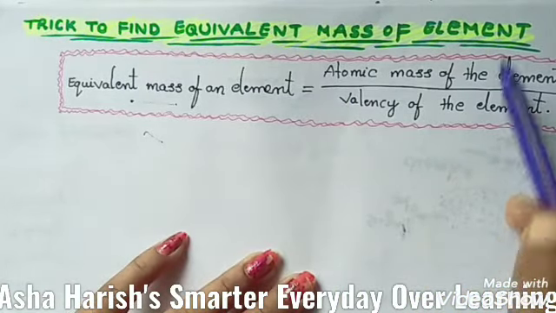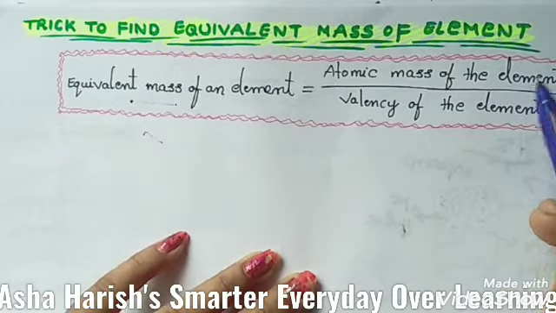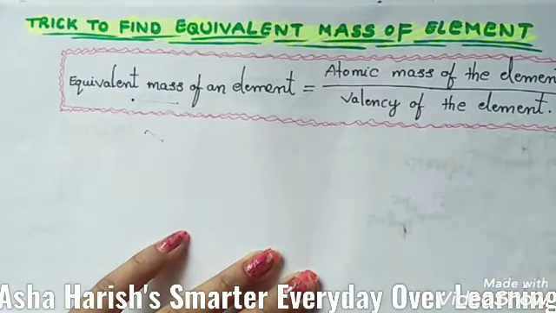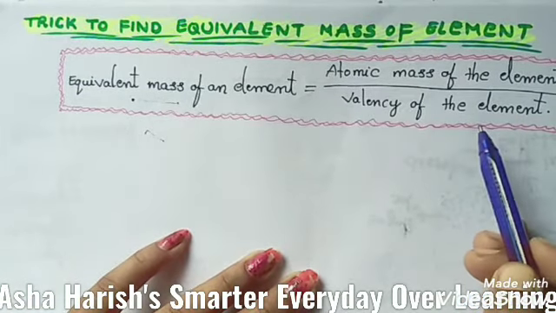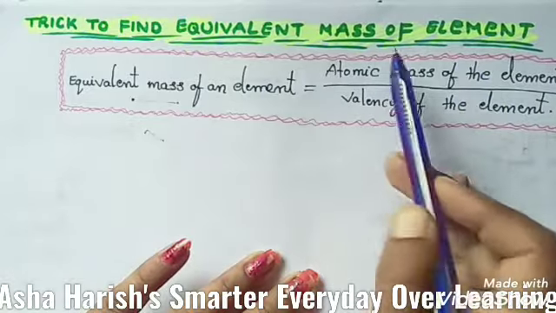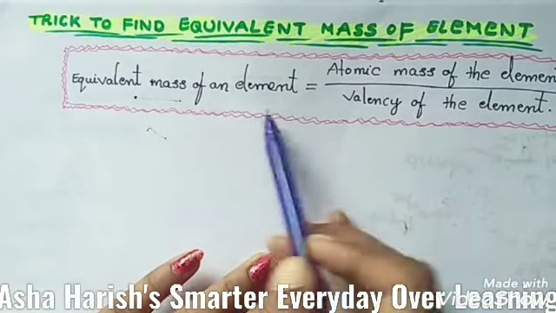About these two: how can we find the atomic mass of the element, and what is the valency of the element? If you find these two, it is very easy to find the equivalent mass of the element. Let's get into the class now. Equivalent mass of an element.